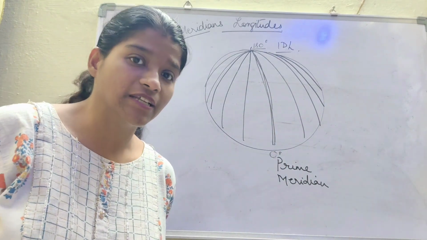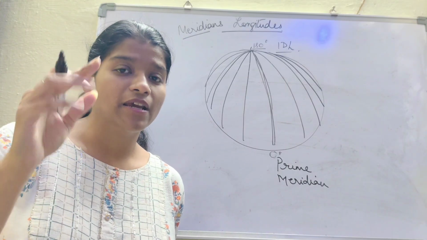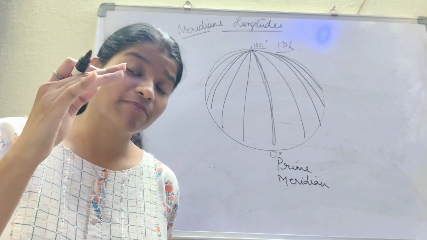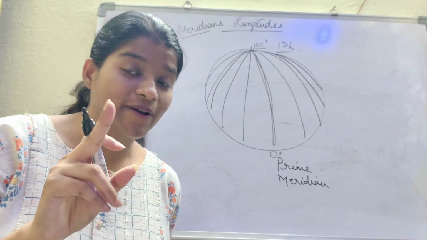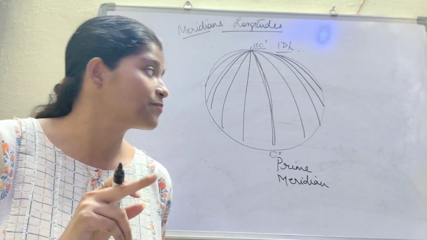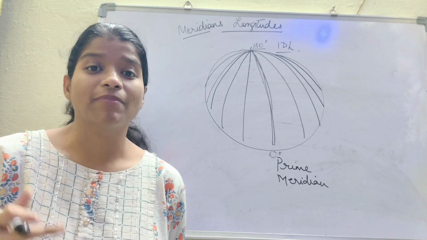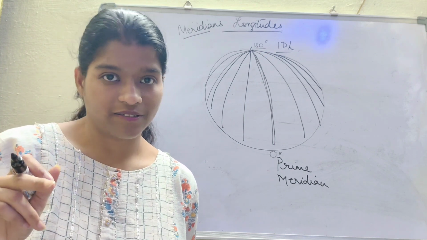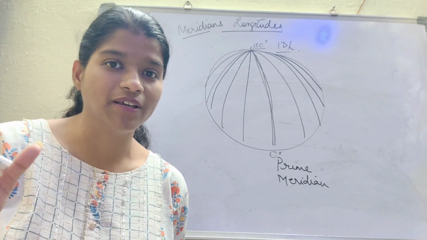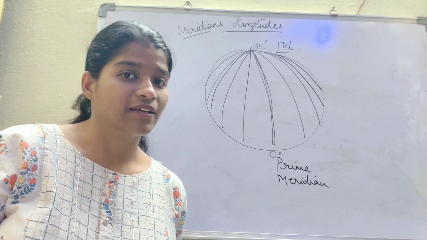Remember, the international date line is not a straight line. It passes through many countries and many oceans. That's why it is not a straight line. And the prime meridian passes through Greenwich in England, through the Royal Observatory in Greenwich.